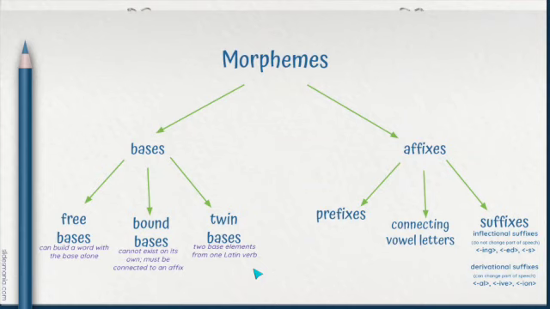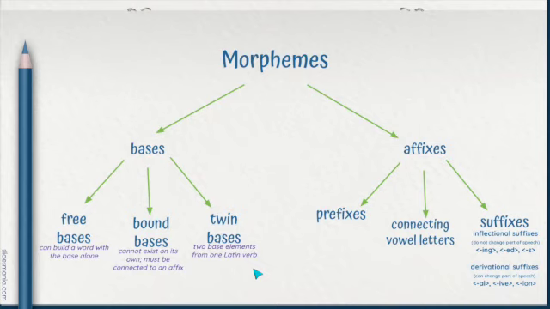A free base is when the base alone can spell a word. A bound base can't exist by itself. There has to be some sort of an affix attached to it in order for it to function as a word, in order for it to convey that meaning that we talked about.